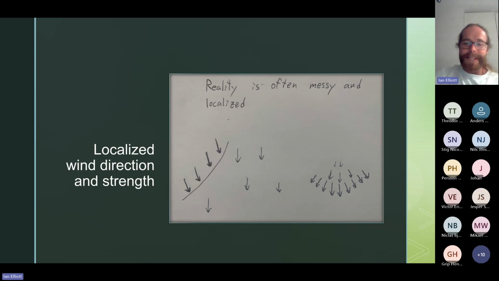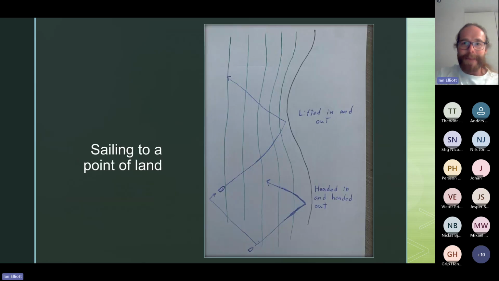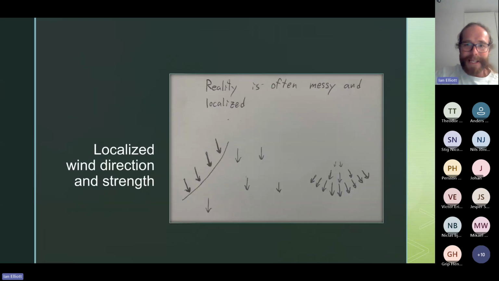So all of these things that we've been doing are nice and mathematical and look really clean, but the reality is usually more messy and more localized. You can have a wind line and a cat's paw and something else all happening at different parts of the race course, and just because someone in front of you gets lifted doesn't mean that you get lifted.